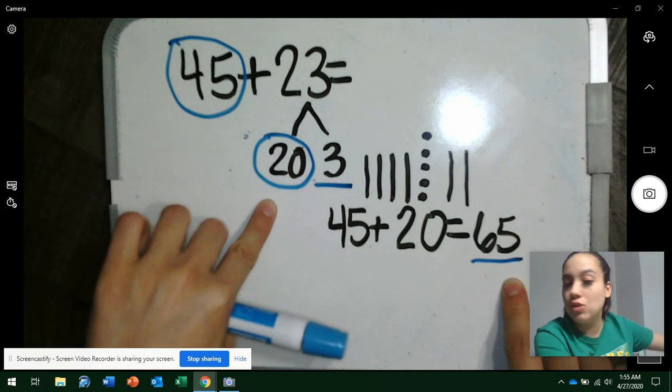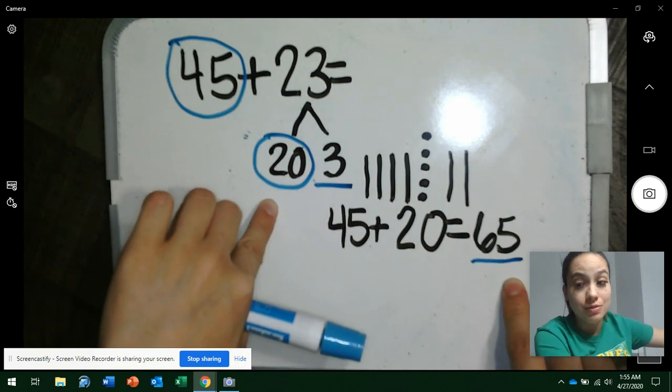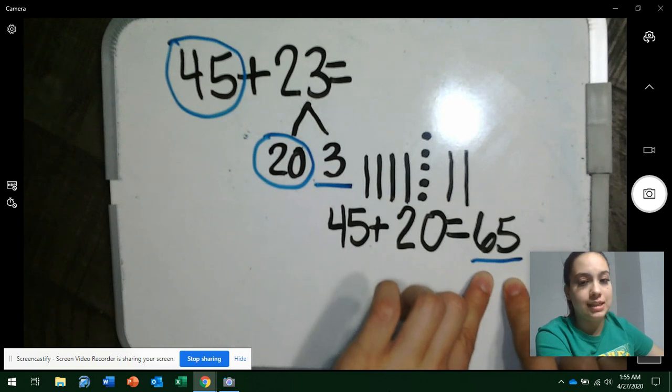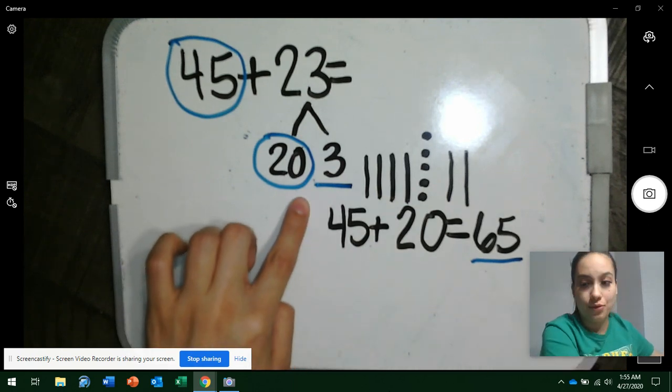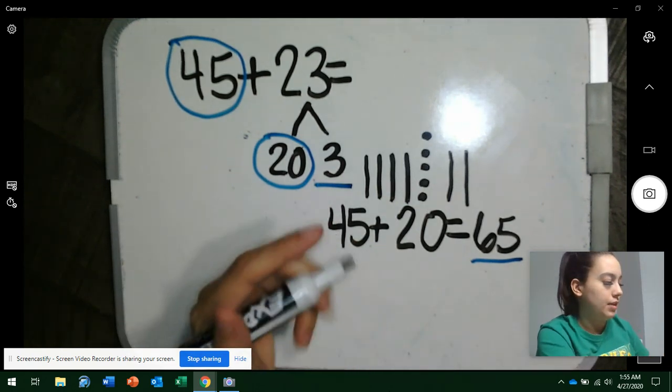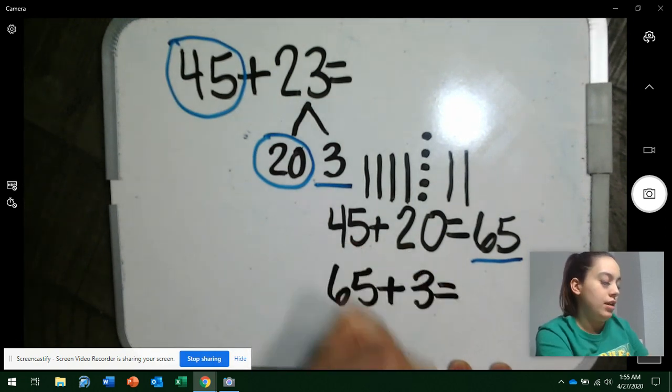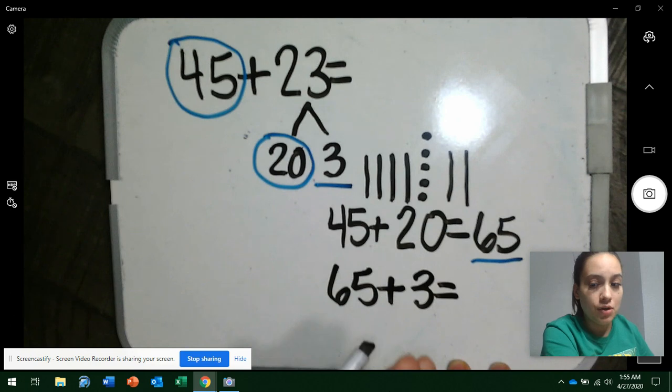Remember that 20 you cannot use anymore because you already used it, and 45 too. So these are our leftover parts, 65 and 3. Let's add it up. 65 plus 3. Well, some of you may know this, right? Because you just count on. Remember all the strategies that we've used.